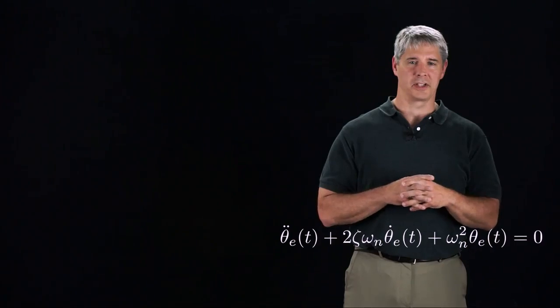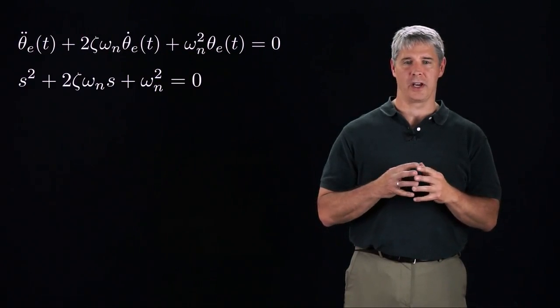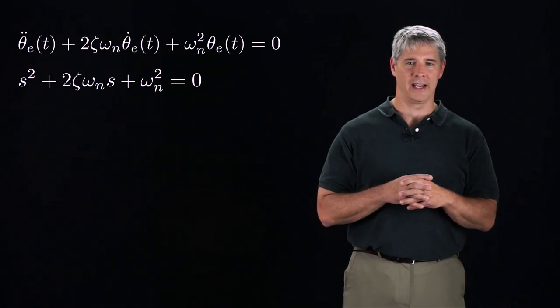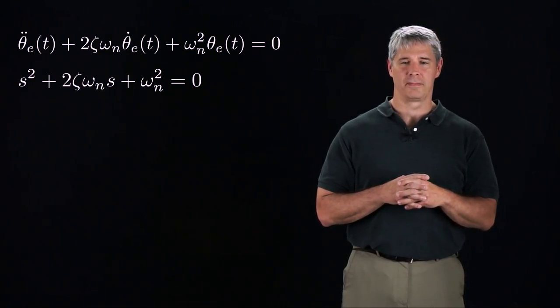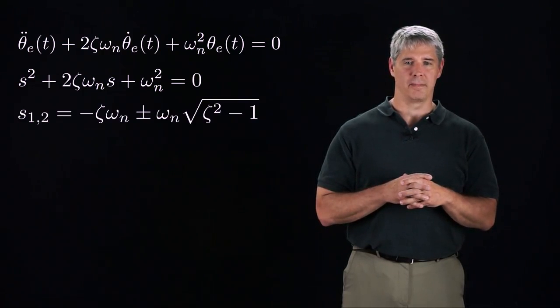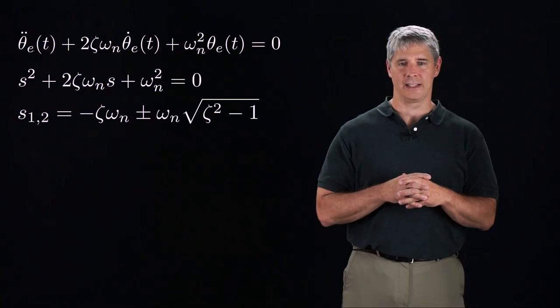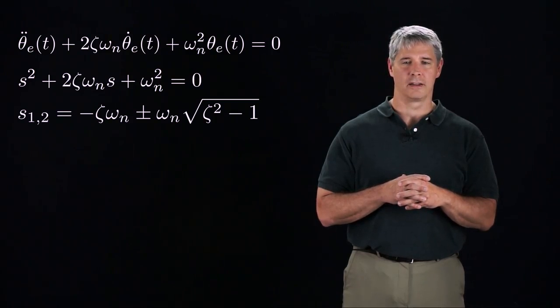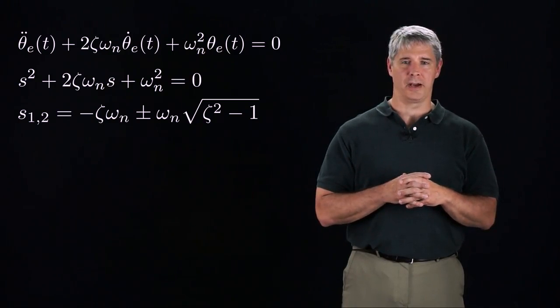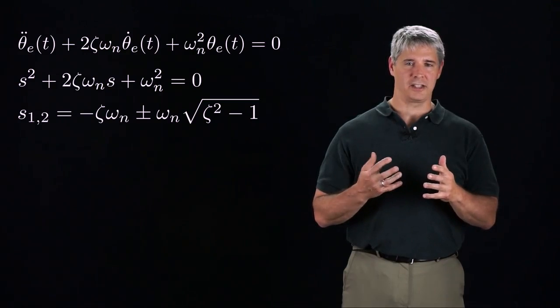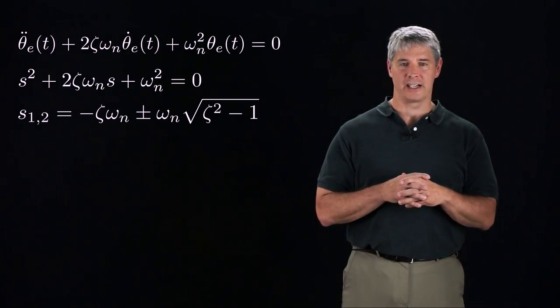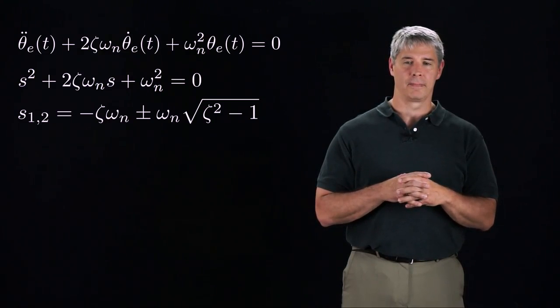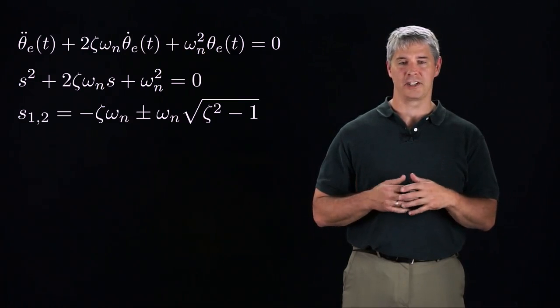The characteristic equation of this differential equation is the quadratic equation s squared plus 2 zeta omega n s plus omega n squared equals 0. The roots of this quadratic equation are minus zeta omega n plus or minus omega n times the square root of zeta squared minus 1. Since zeta and omega n are real numbers, the two roots are real values if the quantity inside the square root is greater than or equal to 0. In other words, s1 and s2 are real numbers if the damping ratio zeta is greater than or equal to 1. If zeta is less than 1, the square root produces an imaginary number and the roots are complex conjugates.